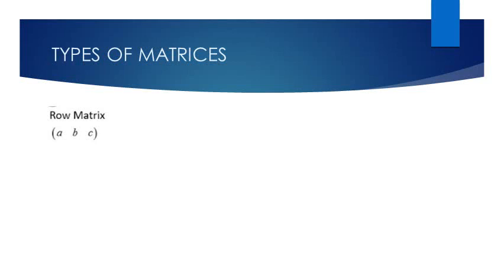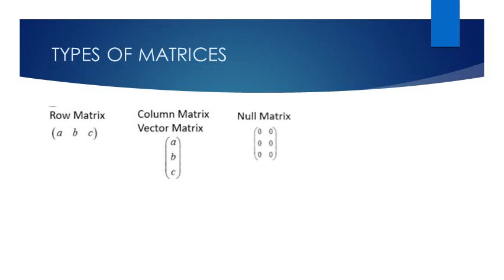Then we have column matrix. In a column matrix we have only one column and any number of rows. Remember that in a column matrix you have only one column. In a row matrix we have only one row. In a column matrix we have only one column. Next is null matrix. In a null matrix all the elements of the matrix are 0. So if all the elements of the matrix are 0, then it is a null matrix.